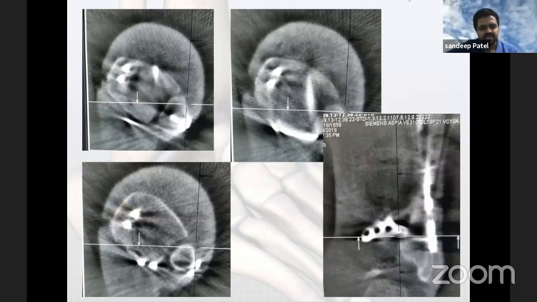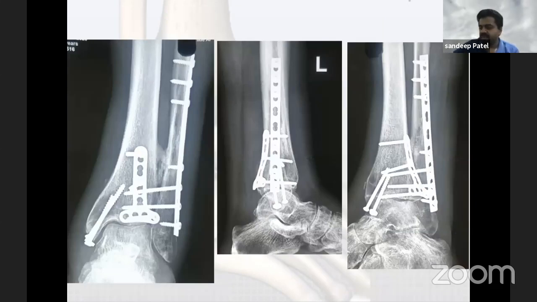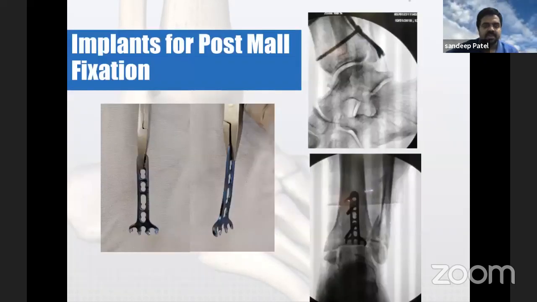So these are other images. We can get the axial cut, the coronal cuts, and then similarly as in any CT scan. And this was the final postoperative picture of the same, which is showing very good reduction of the mortise. So well, now certain, and again, implant for posterior malleolus.